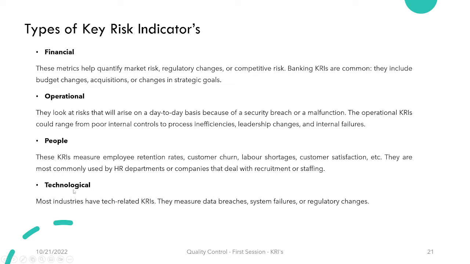Number four is technological. Most industries have tech-related KRIs. They measure data breaches, system failures, or regulatory changes. We're going to have an example of each and every one of these types, financial and the others, in the applied session, the example session after this one.